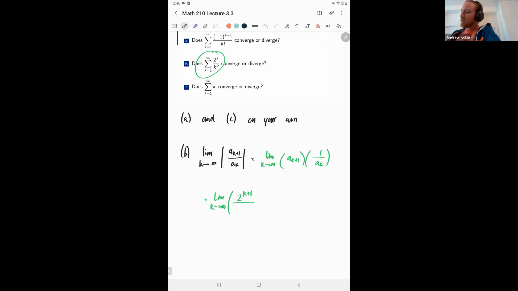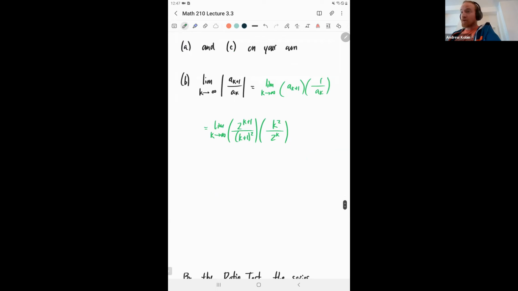So 2 to the k plus 1 and then k plus 1 is now getting squared. So that's my k plus 1 expression. And then I'm just going to take this and put in k's everywhere, but flip the fraction over. So 2 to the k is now on the bottom, k squared is now on the top. And it's my job, it's your job, but we'll do it together for this one, to evaluate this limit if possible.